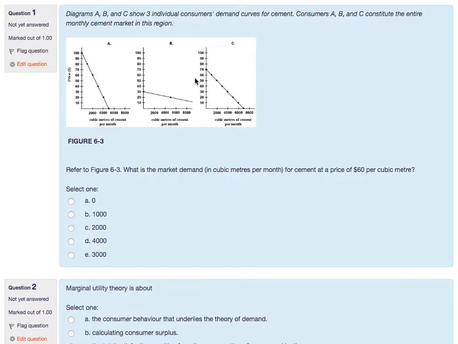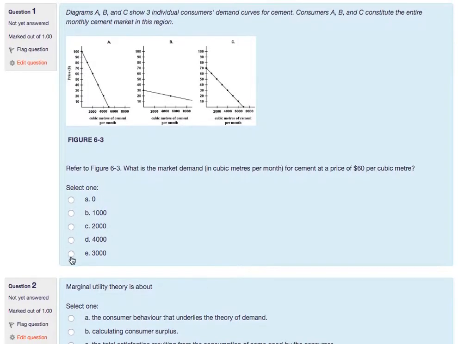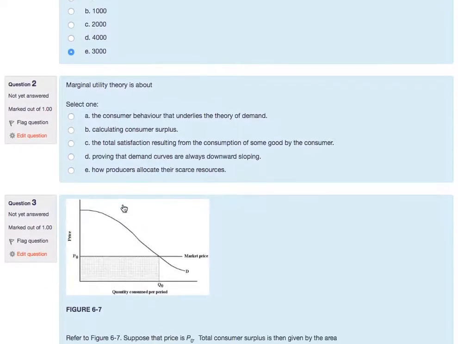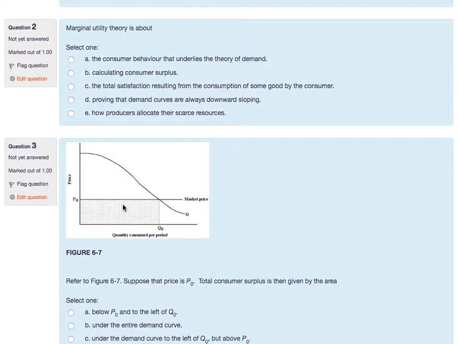And these are the demand curves for 3 different individuals. So at $60, individual A demands 2,000 cubic meters. Individual B at 60 doesn't demand anything. The highest price that they're willing to pay is anything close to $30, which is when they start consuming. Individual C consumes about half of this, so 1,000 plus the 2,000, we're looking at 3,000 would be the closest answer. This marginal utility theory question might not be the best.